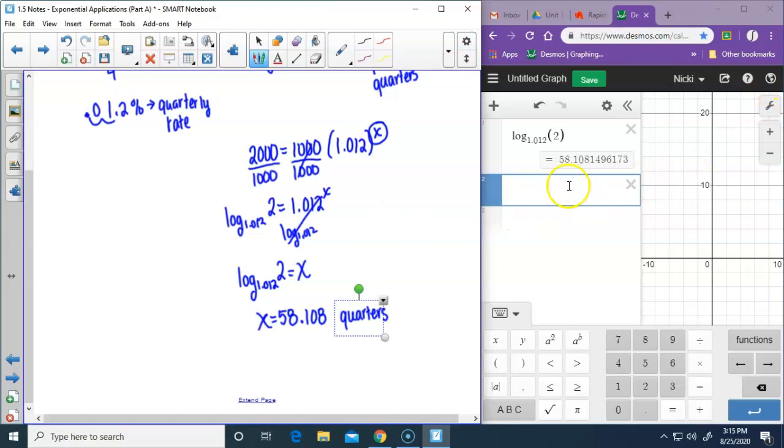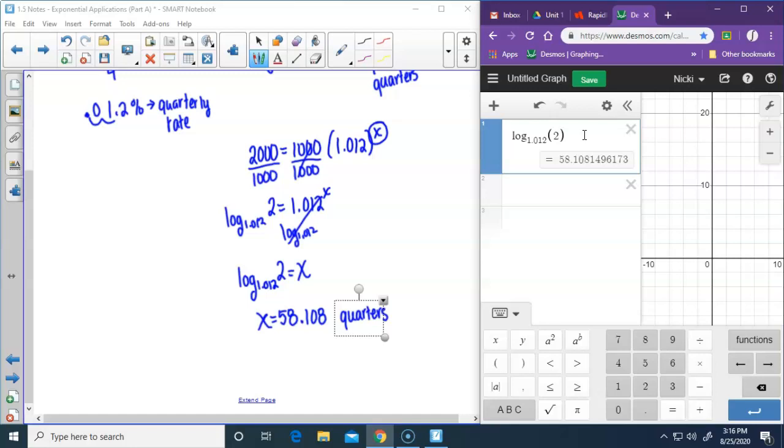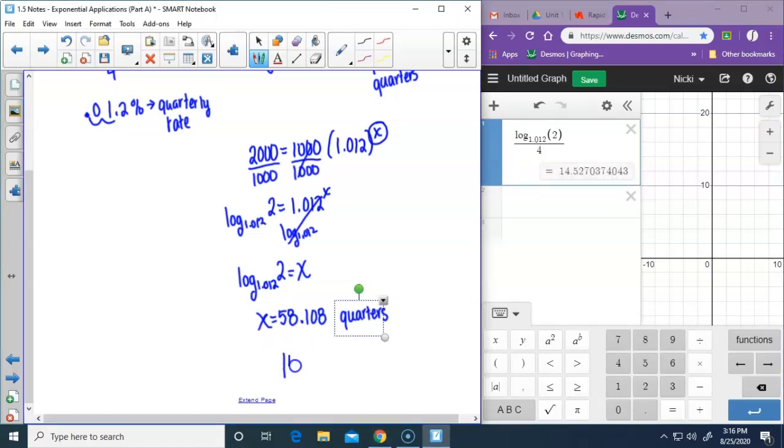What we would want to do is take this answer right here and divide it by, not 2, there's 4 quarters in a year, divide it by 4. So this would be 14.527 years. So that's how long it would take for Alfredo's money to double. Now, I just made up the fact that Alfredo had $1,000. Alfredo might have $10,000. He might only have $1.